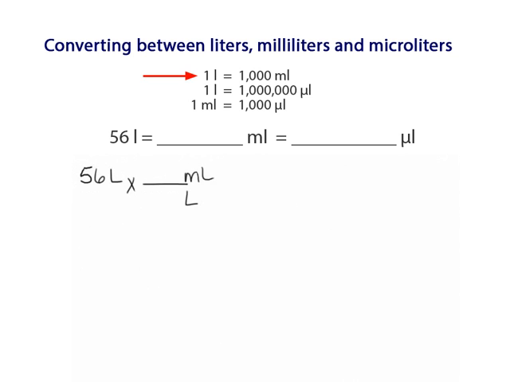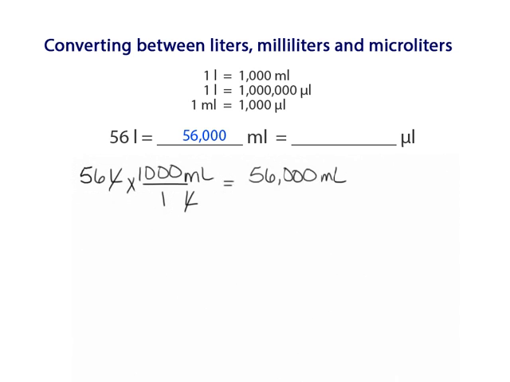Here we can see that in 1 liter, we have 1,000 milliliters. So now I just need to fill that into my equation down here. In 1 liter, I have 1,000 milliliters. At this point, we can just do the math. We can cancel out the liters because we have the same thing on the top and bottom. And then we multiply straight across the top, which is going to give us 56,000 milliliters. And on the bottom would just be 1. So 56 liters would be the same as 56,000 milliliters. So we could fill that in now, 56,000 milliliters.